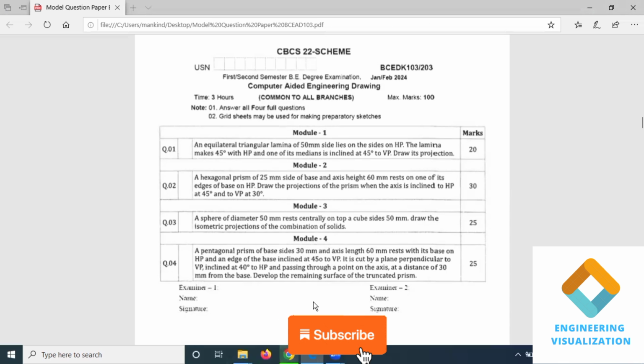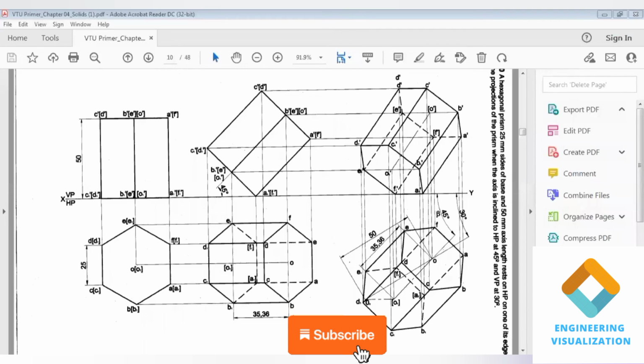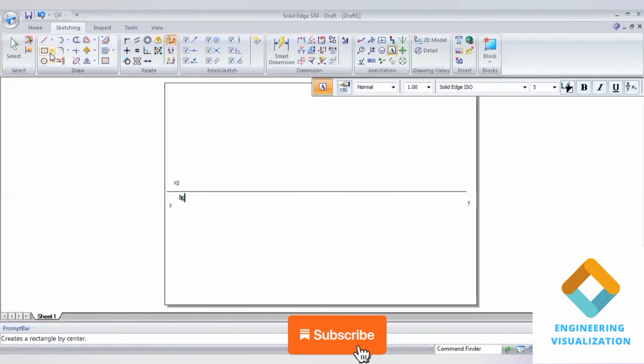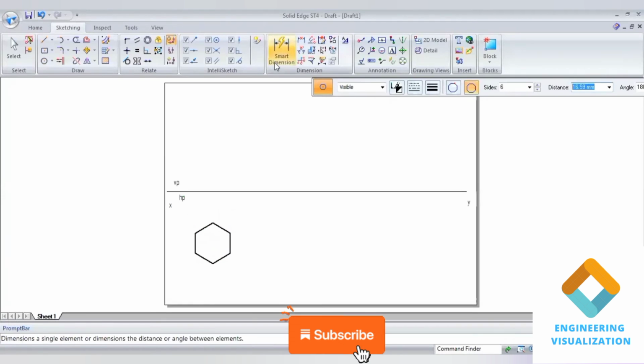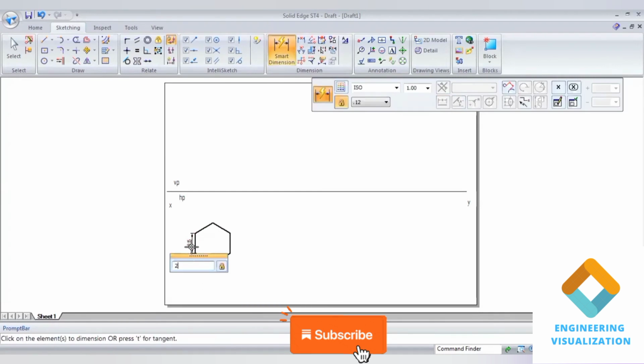Now I'll take the same problem from the solution book like this. We need to construct it in the solid software. Why am I completing this problem in solid software? Because 80% of your marks are in the solid software, that's why I'm not doing the sketching. The XY line is written VP HP. Now we need to construct the hexagon using the polygon by center command with respect to the edge here. So construct the hexagon, take smart dimension, give the length 25, and it will change.